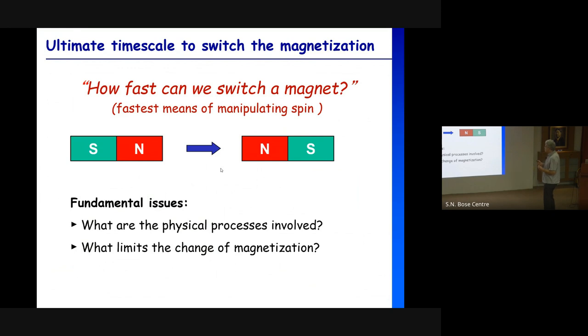And I'm not just interested in how fast we can manipulate spin. I would like to understand what the physical processes behind it are, what the real limitation is, and how I can influence the spin direction of an atom or a molecule or even of a whole magnetic domain.